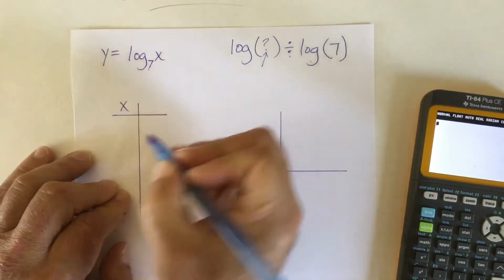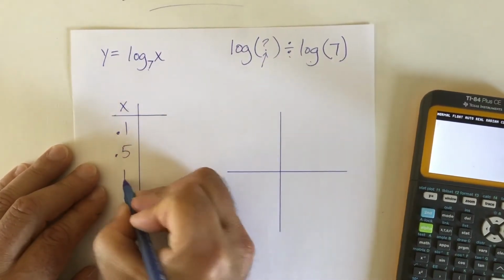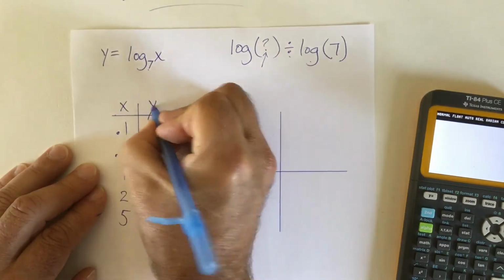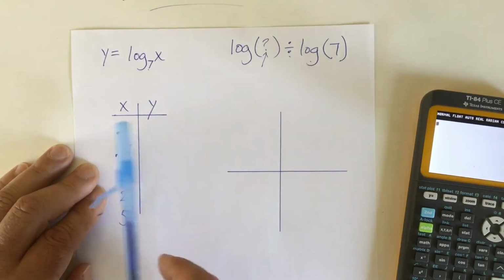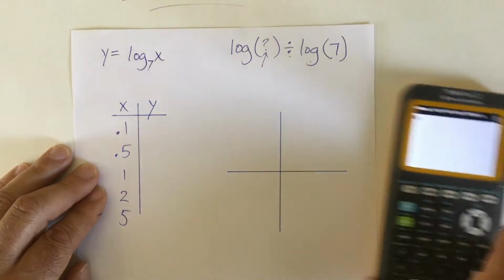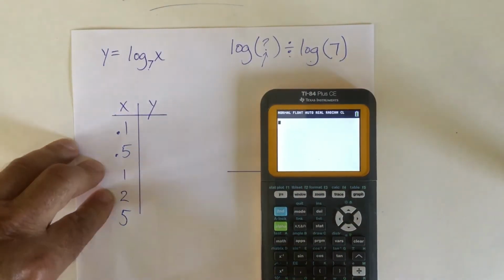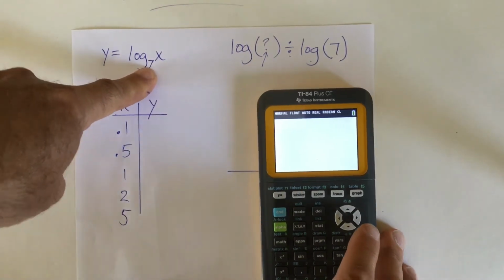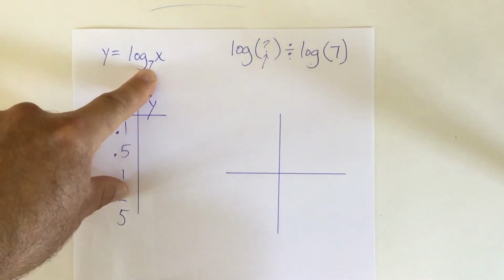And I'm going to plug in 0.1, 0.5, 1, 2, and 5. I am going to get things out for y. I am going to now show you how to use this on your calculator, because these numbers are not going to be the exact same numbers I got out for base 10. Now, at first, you might go, oh man, I'm totally confused. You lost me with this base thing.